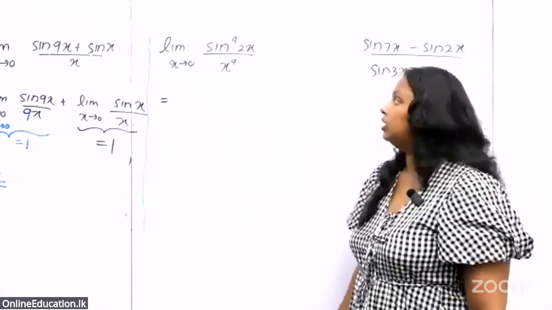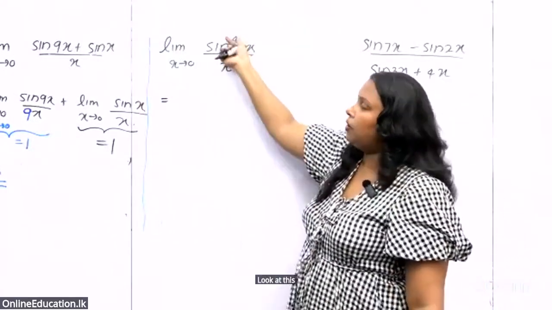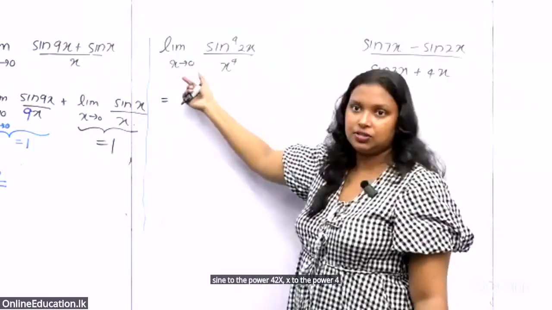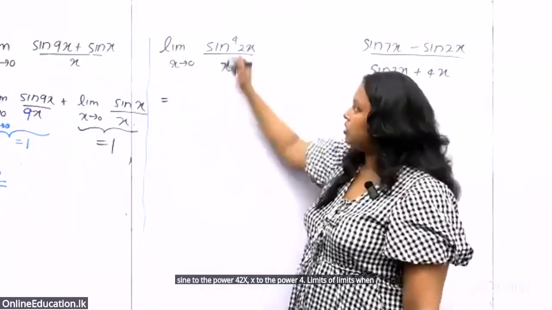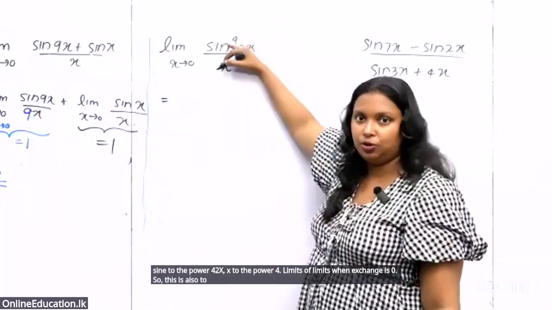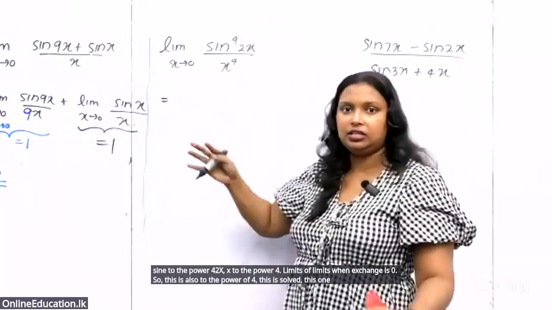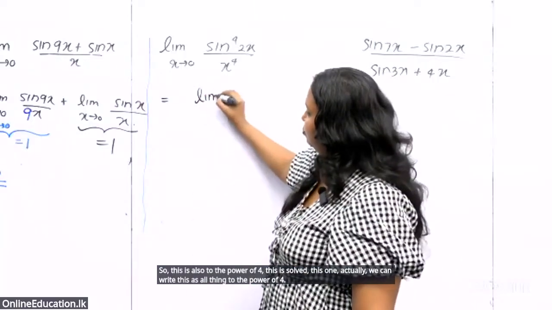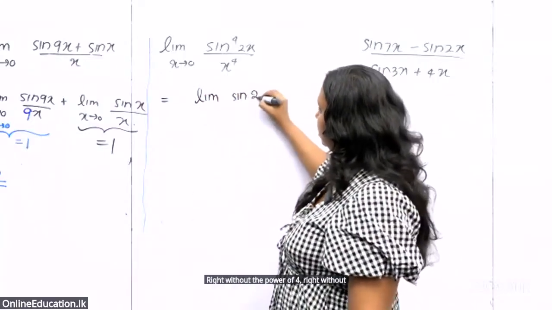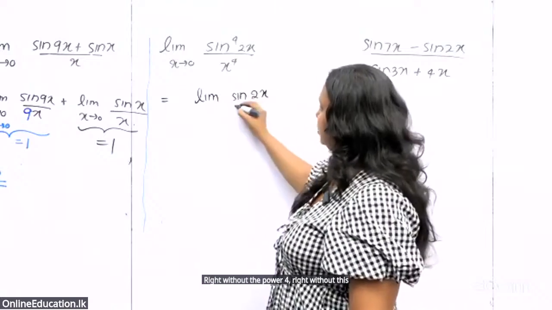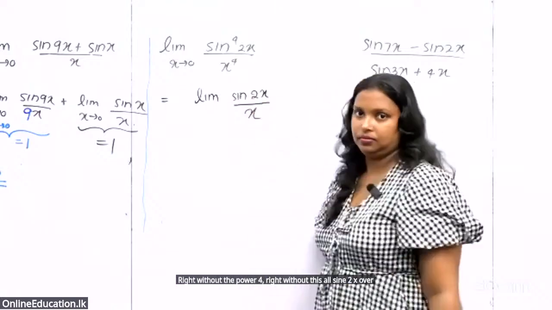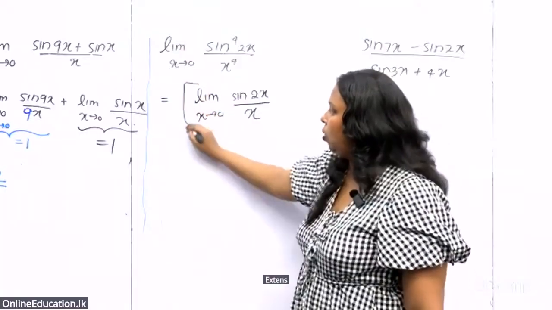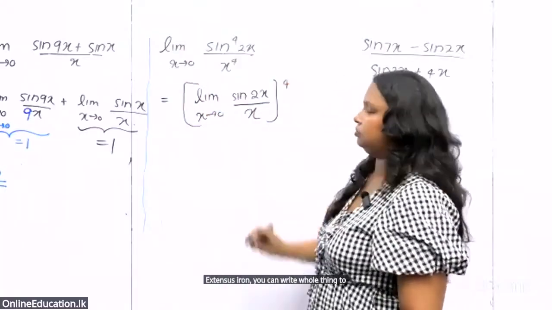Look at this. Limit of sine to the power 4 of 2x over x to the power 4, when x tends to 0. So this is also to the power 4. This one we can actually write as the whole thing to the power 4. Write without the power 4: sine 2x over x, x tends to 0. Now you can write the whole thing to the power 4.